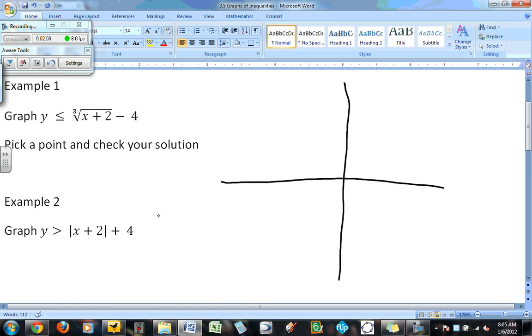We're going to have to move it to the left 2 spots: 1, 2 to the left, because inside we move opposite the sign. Outside we move up or down. So up 1, 2, 3, 4. So our point on the V is at negative 2, 4. And it's a dashed line like this. And it says greater than.